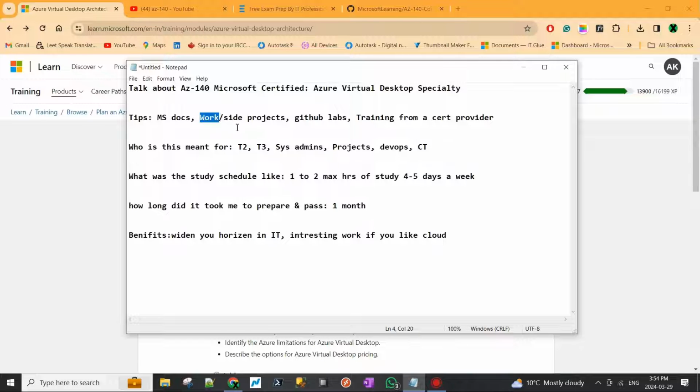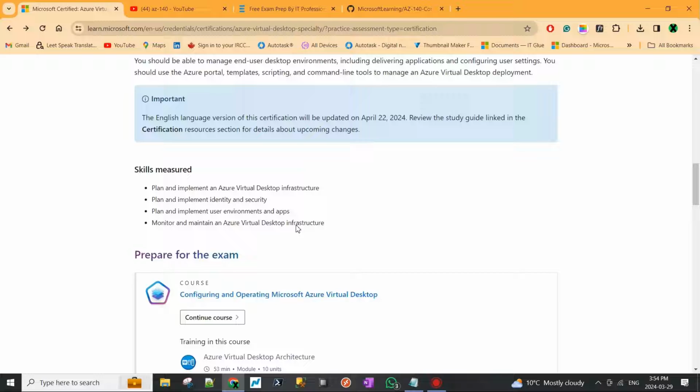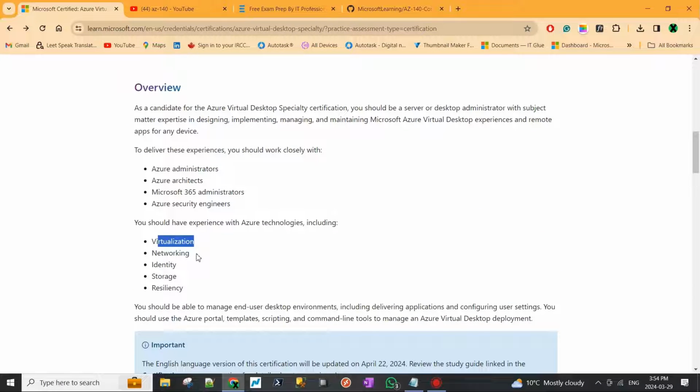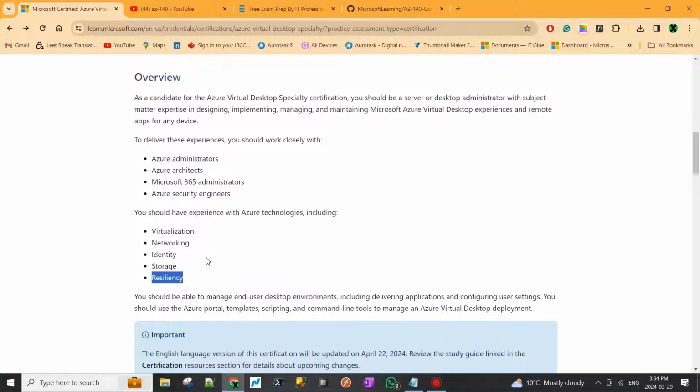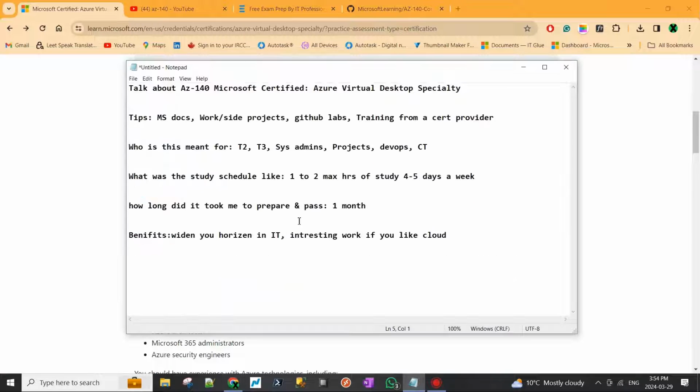Moving on to the next one would be work on side projects. If you're already working in IT and you're already dealing with setting up a virtual machine on Azure or setting up storage accounts, or if you are an administrator on Azure, you already have a lot of these skills, a lot of the experience: virtualization, networking, creating VNets, etc., identity. So this talks about the Azure Entra portal, which used to be called Azure AD, but now it's Entra ID. Storage, resiliency, so the backup.